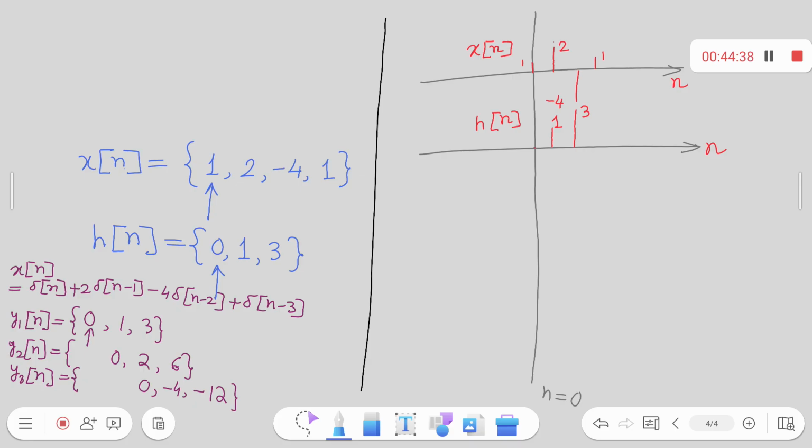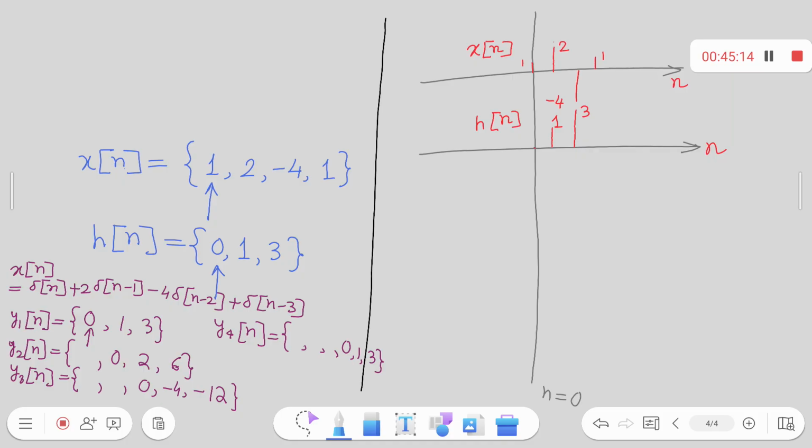Let's draw there only y4 of n. What is y4 of n? 0, 1, 3, right? 0, 1, 3.